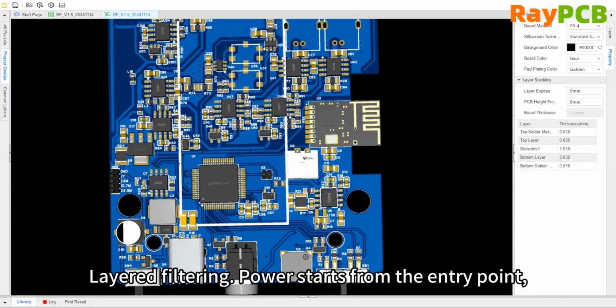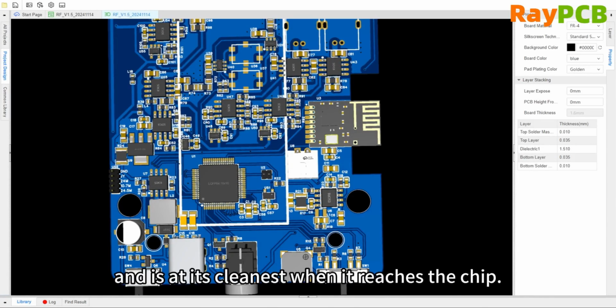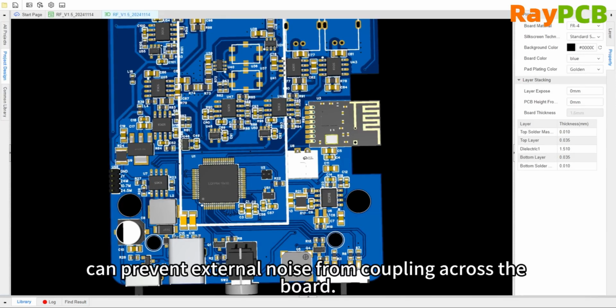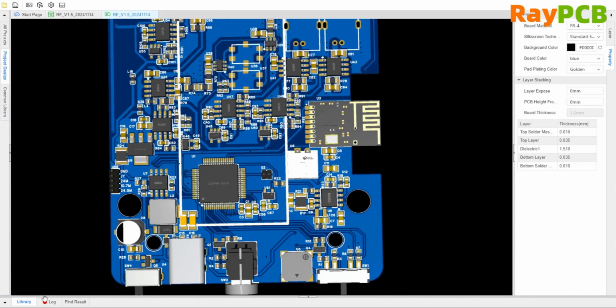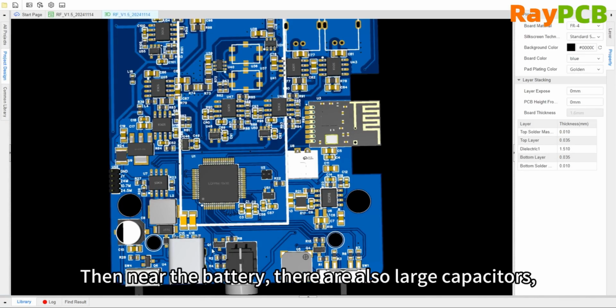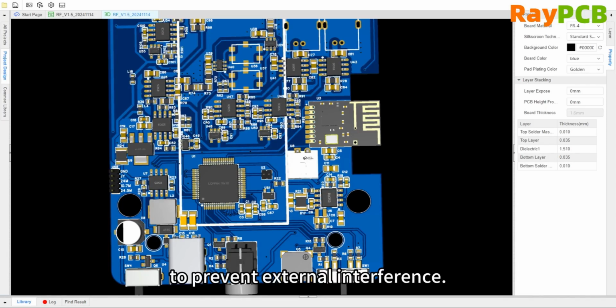All right, next is multi-stage filtering. From the entry point, the power supply goes through multiple stages of filtering and voltage regulation, so that by the time it reaches the chip, it is as clean as possible. Handling it at the centralized entry point can prevent external interference from causing crosstalk on the board. That's why, as you can see, a large capacitor is placed at the USB entry point, and similarly, a large capacitor is also placed near the battery. Small capacitors are also used, all to achieve multi-stage filtering and prevent external interference.